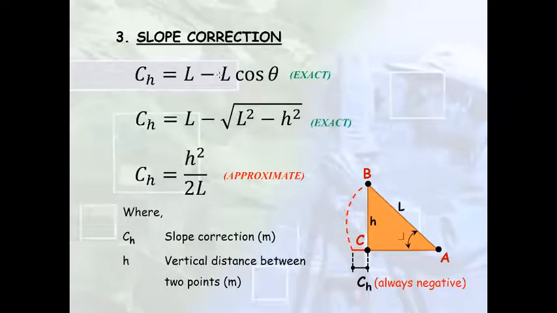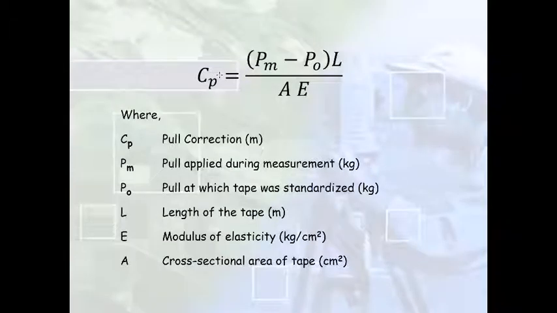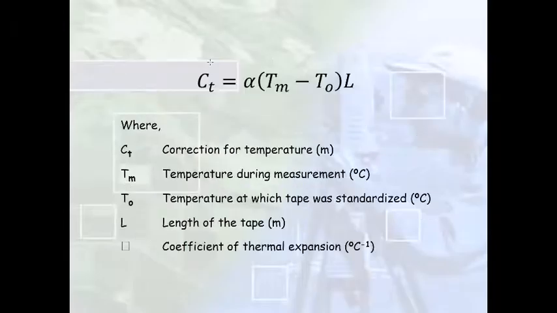Then the next correction that you have to apply is the slope correction. The corrections that we have discussed before, the pull correction and the temperature correction, can be positive or negative. In the case of pull correction, if Pm is more than or less than P naught, you can get a positive correction or a negative correction. Similarly, in the temperature correction, you can get either a positive correction or a negative correction.